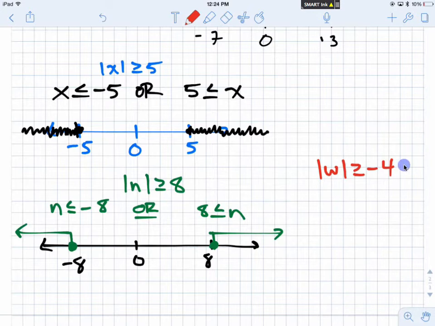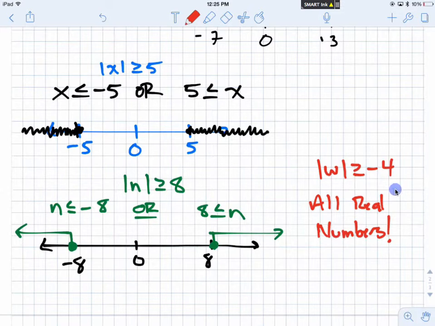And so if you ever have this sort of absolute value inequality, the absolute value of something is greater than or equal to a negative number, boom, all real numbers. There's nothing that won't work for this inequality. So all real numbers. Of course, we have to be really careful, because if this were a less than or equal to, then it would be no solutions. But since it's a greater than or equal to, it is all real numbers. So definitely something to keep in mind.